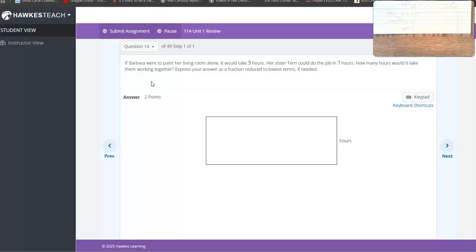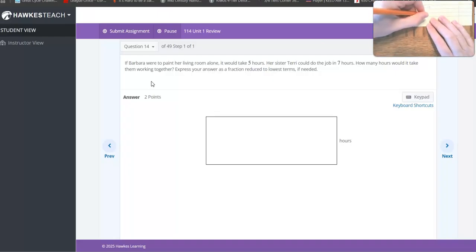All right, so again, the main formula we have is the amount of work done is equal to the rate at which they can do the work multiplied by the time, so how long they are working. So in this case, they have to paint one room, so the amount of work done is going to be 1. And then the rates, so Barbara can paint the room in 5 hours. That means she can paint 1/5 of the room per hour.